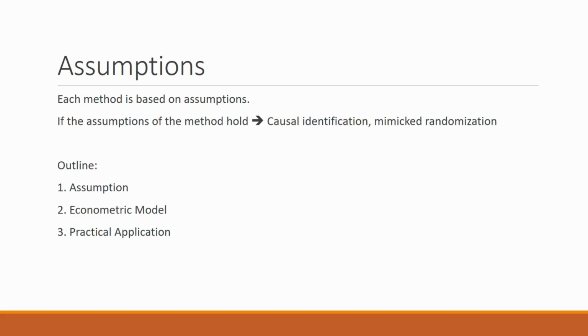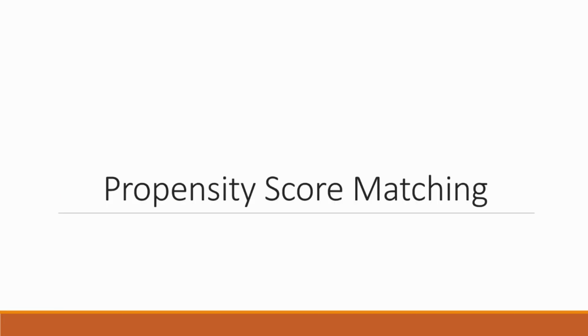When we use these methods, step number 1 is to think about the assumptions and to see if you can validate the assumptions, to think about whether or not these assumptions are true. All right, that is step number 1. Before you use the method, think about the assumptions. All right. So with that background, let's begin propensity score matching.